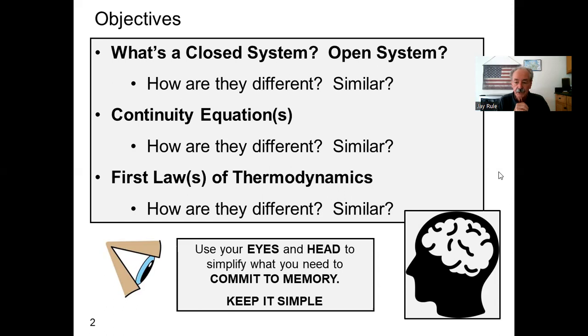How are they similar? And so what I want to encourage you to do is try to use your eyes and your head to simplify what you need to commit to memory. It is not going to be enough to simply prepare a formula sheet for success in this class. Formula sheets can help you get through quizzes and tests, but they're not going to help you excel. Just to repeat then, there are certainly things you're going to want to commit to memory, and open system, closed system, the continuity equation, and the first law of thermodynamics definitely fall into that basket of things that you must commit to memory.